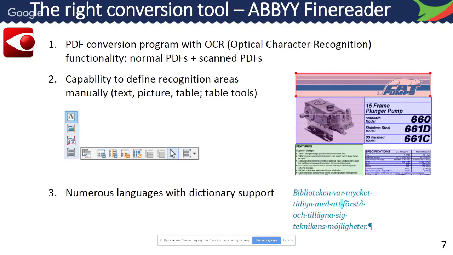Second, Finereader allows you to define the layout of the document manually by using recognition area tools. And in that way, you help Finereader do the conversion better. We will discuss these in a moment. And third, it supports many languages, and for common languages, it also includes dictionary support, so you get fewer recognition errors.